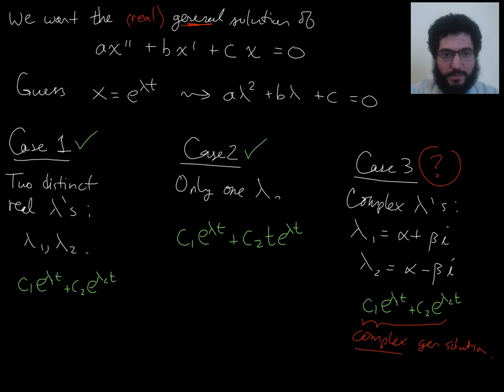Okay, so remember, this is a situation we were in, case 3. If we're trying to solve a differential equation like this, and we have a complex so-called eigenvalue or root of the characteristic polynomial, alpha plus beta i, then how do we get a real solution out of that?